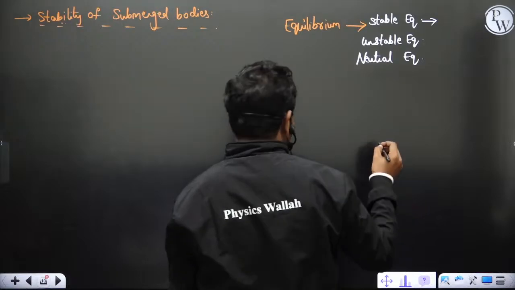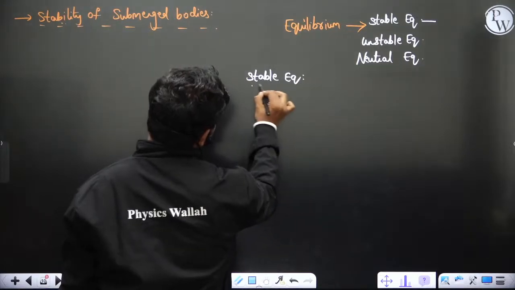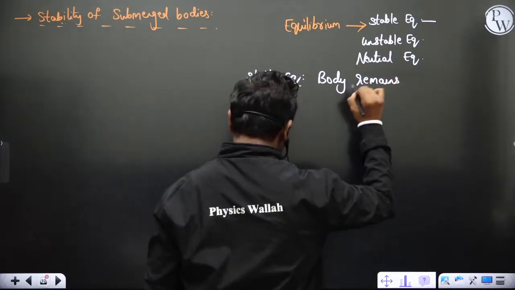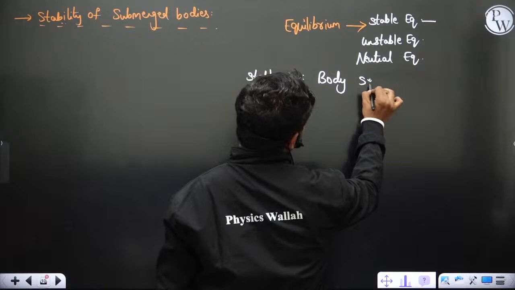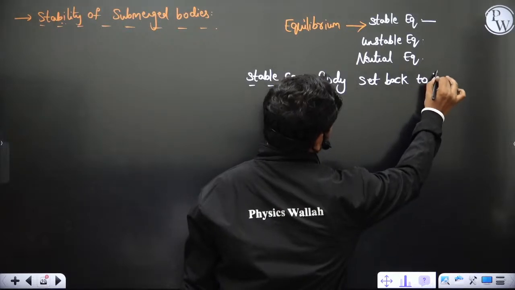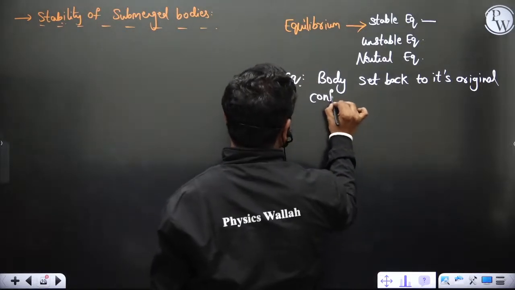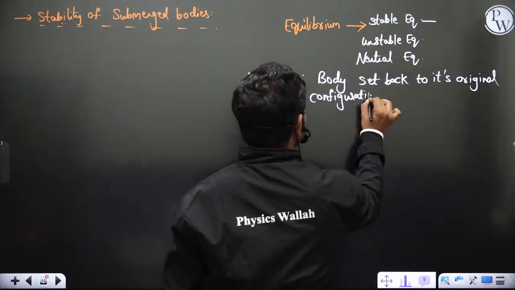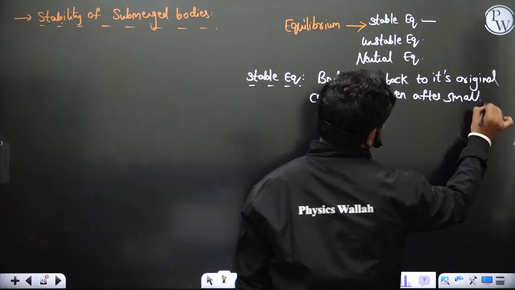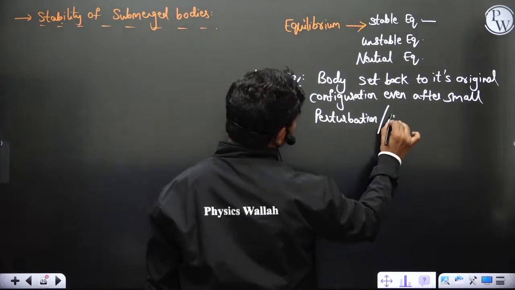So for example, if you write this down, stable equilibrium: the body remains in its original configuration, or the body is set back to its original configuration, even after a small perturbation, which is basically some disturbance. Okay, so let us suppose there is some small disturbance.